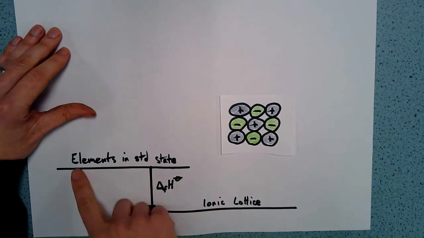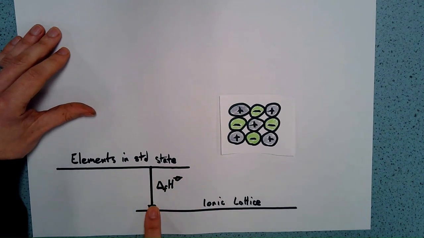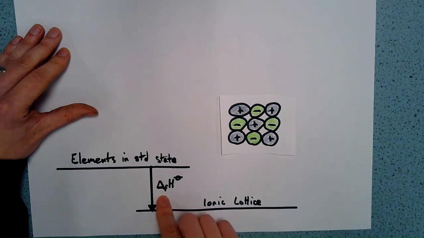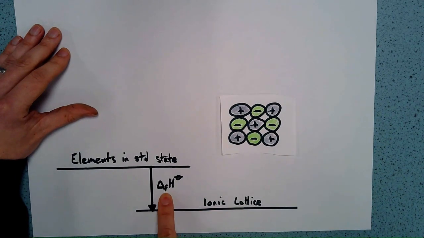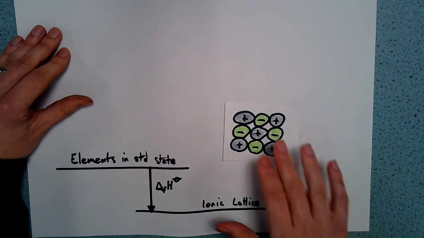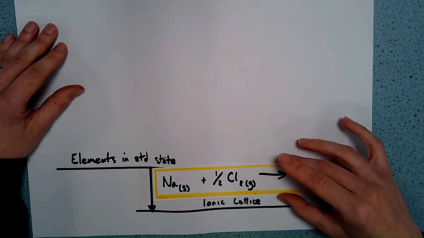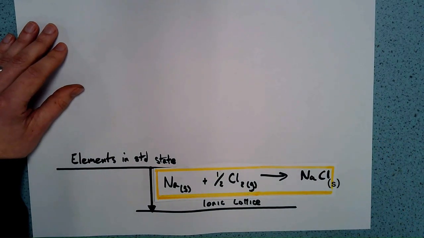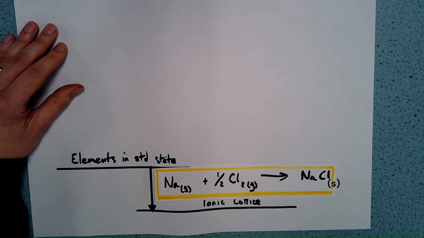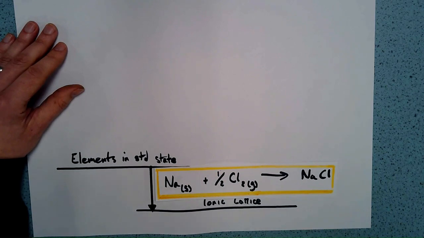So if we take our elements in their standard state and we react them together, we can actually make an ionic lattice that way. So we can measure the enthalpy change of formation directly if we wanted to, in this case. And that would give us our ionic lattice. The equation for that would be something along the lines of this. Our sodium is solid, our chlorine is gas. Note that we only need half a mole of chlorine, Cl2 gas, to every one of sodium. And that would make sodium chloride.